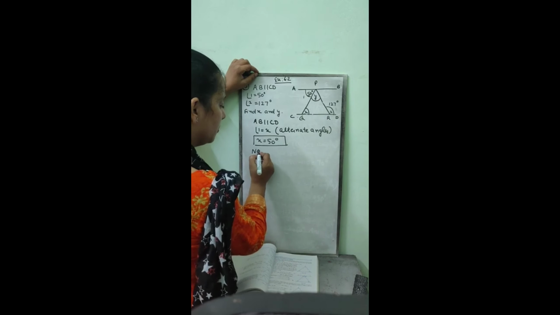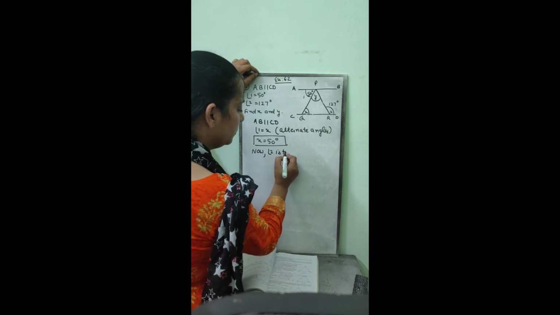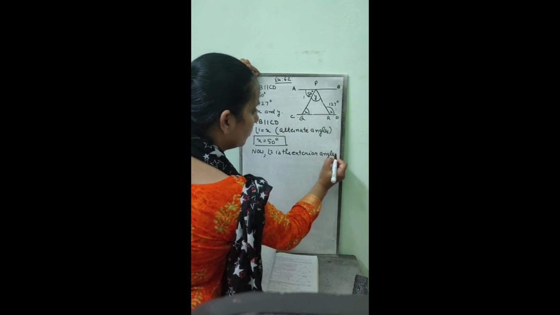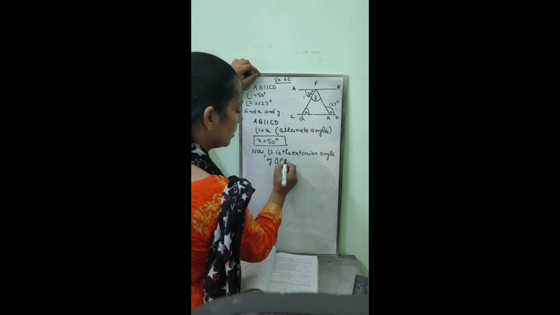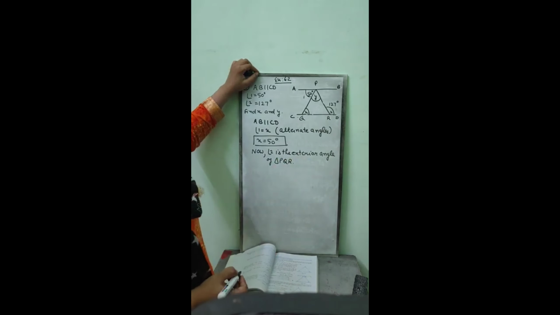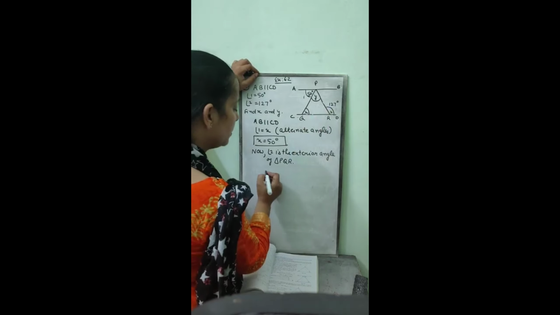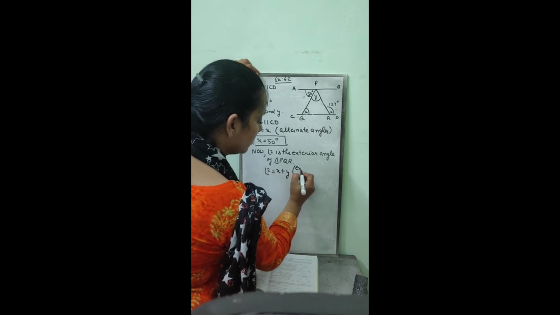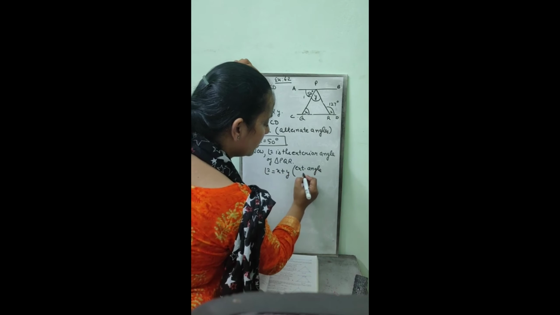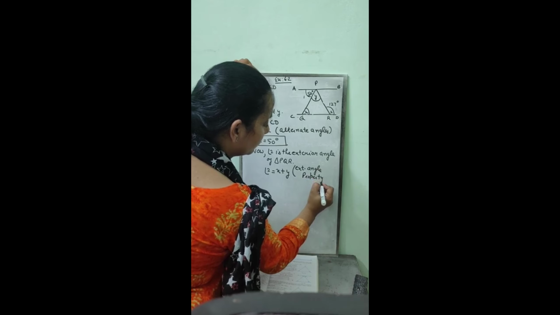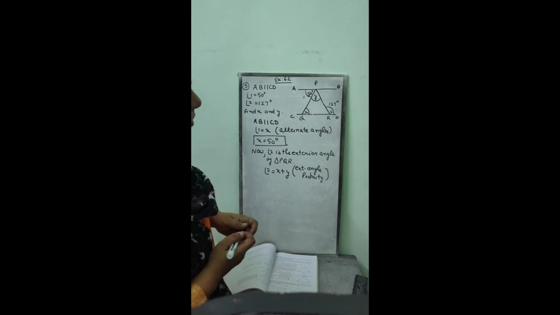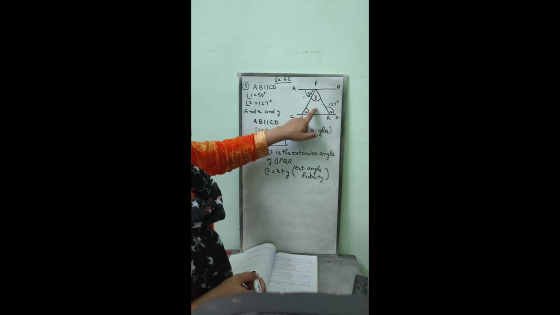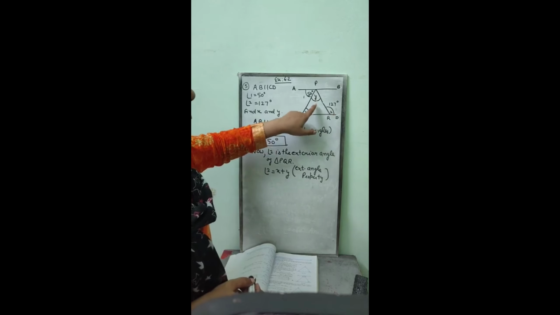Angle 2 is the exterior angle of triangle PQR. Now we will use exterior angle property. Angle 2 will be equal to two interior opposite angles x plus y. Right here, exterior angle property. Exterior angle property says exterior angle of triangle is equal to sum of two interior opposite angles. Angle 2 will be equal to x plus y.